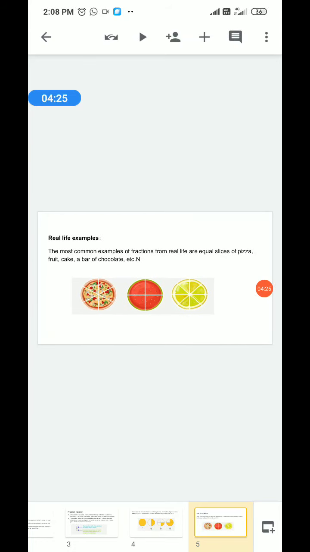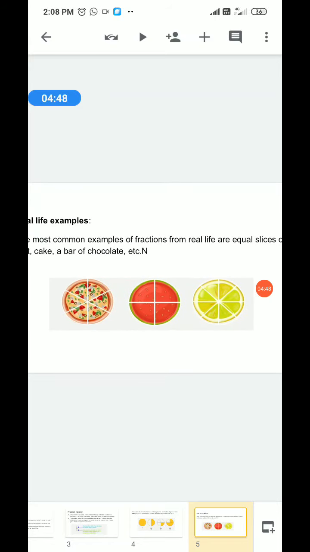In real life also we have many fractions. Whatever the thing is, it should be divided into equal parts. If it is divided into unequal parts, it cannot be represented as a fraction. See here, equal parts: we can divide a pizza into equal parts, fruits, cake, chocolates, etc. See the picture, the pizza is divided into equal parts, the watermelon is divided into equal parts, and here the orange is divided into equal parts. These are the real life examples.